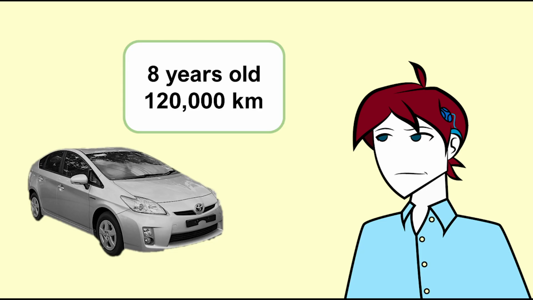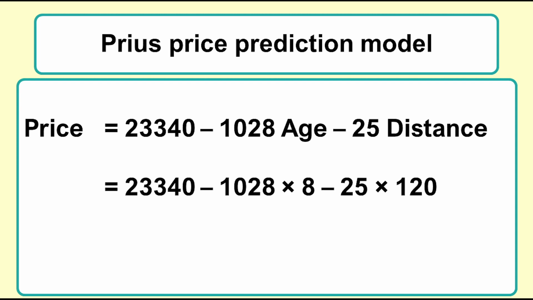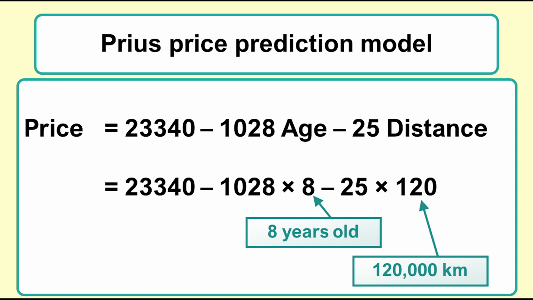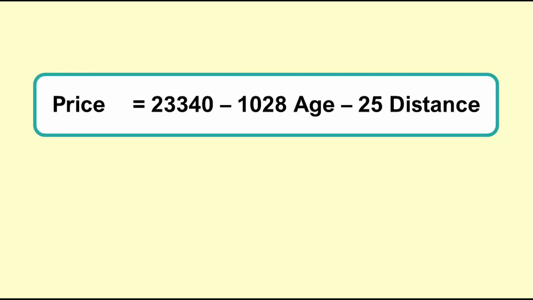Dimutha's neighbour Luke has a Prius that is 8 years old and has travelled 120,000 kilometres. They want to know what a fair price might be. We put the figures into the formula and get 23,340 minus 1,028 times 8, the age in years, minus 25 times 120, as it had travelled 120,000 kilometres. This comes to $12,116. This is probably a fair price for Luke's Prius. We have used this regression model to predict.